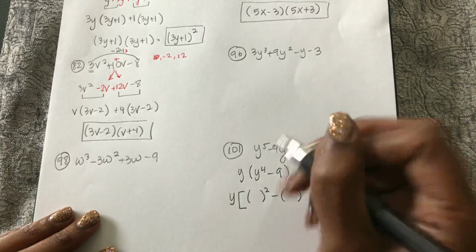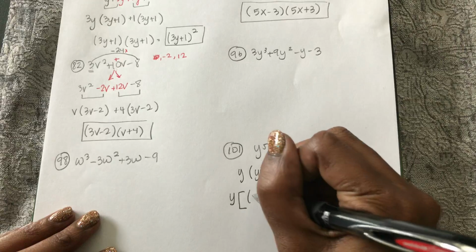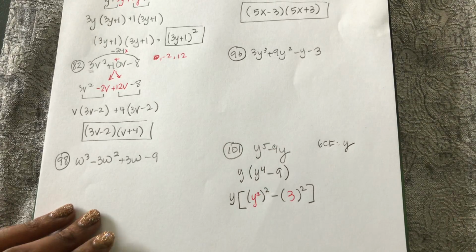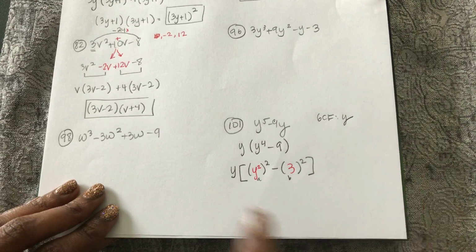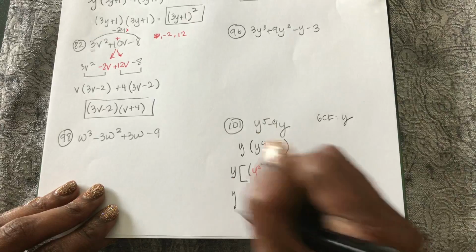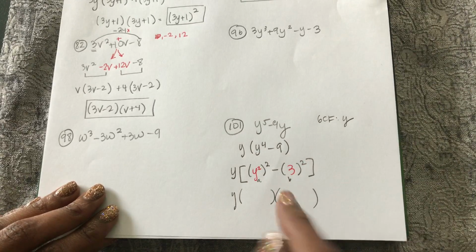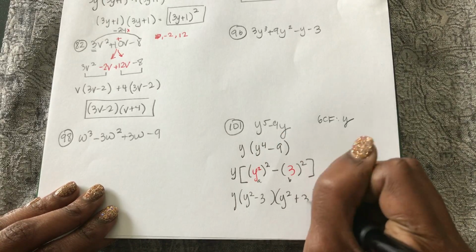Well, let's see. This is easy. 3 squared makes 9. And then here, what squares to make y to the 4th? Well, that's going to be y squared because 2 times 2 makes 4. So now this is your A and this is your B for your difference of squares pattern. So don't forget your GCF stays out in front. And now I can factor using difference of squares. Y squared minus 3, y squared plus 3.